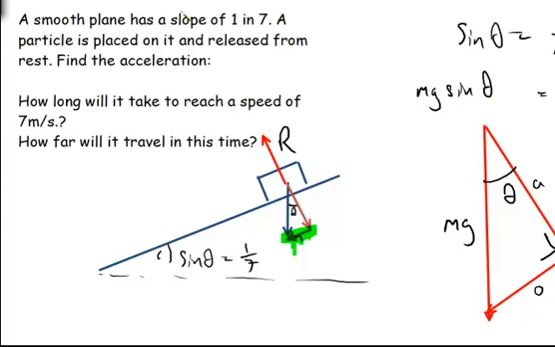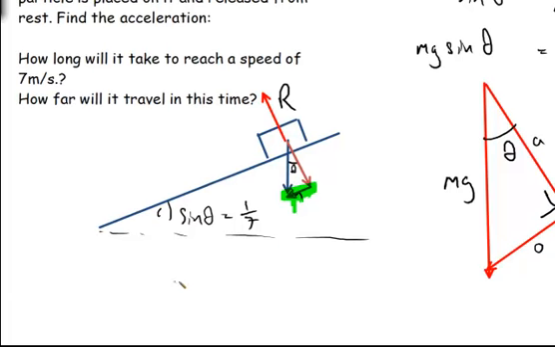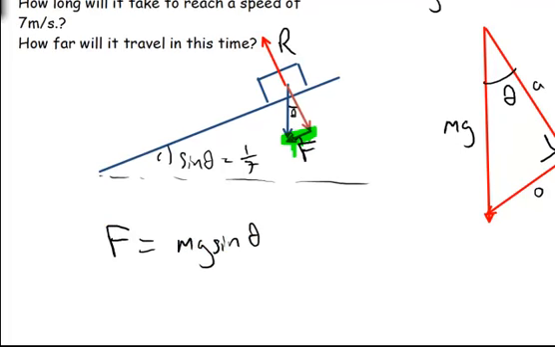And we're told that it is a slope of 1 in 7, so that's just sine theta. So the force it'll feel down the incline, I'll call it F, is equal to mg sine theta, or mg times 1 over 7. That's the force.